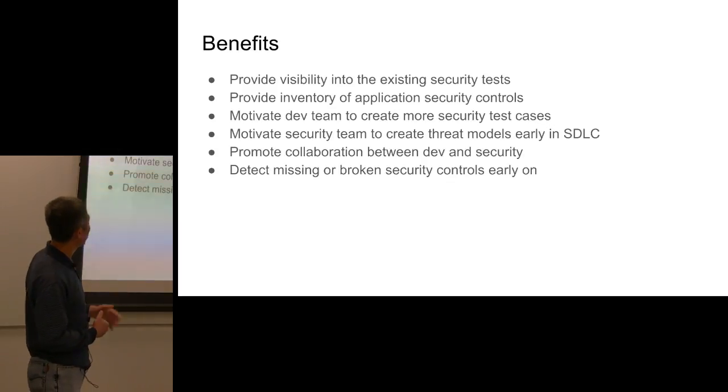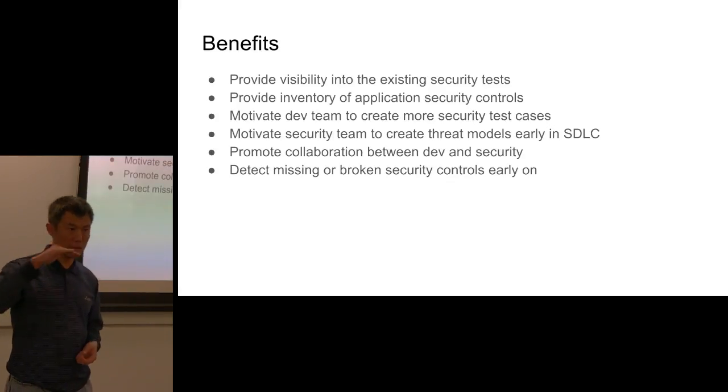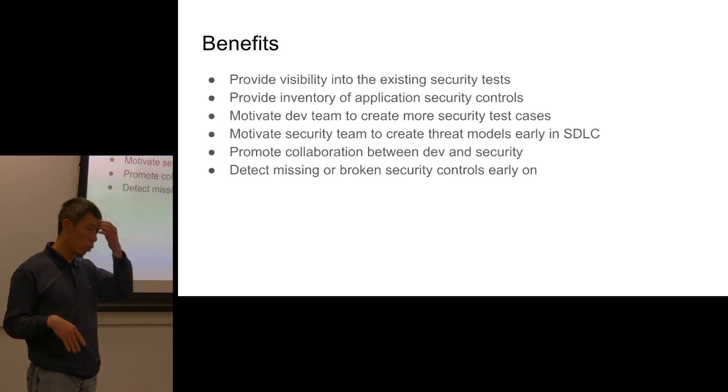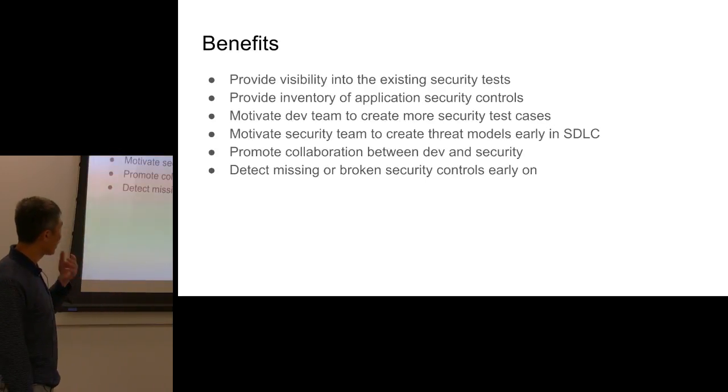So this is the first point, to provide visibility into the existing security tests. Also, we can provide an inventory of the application security controls. Basically, each test case can link you to the corresponding security controls, and it can also motivate the dev team to create more security test cases because of the visibility. Also, it can hold the security team accountable. It's very visible how many threats the security team created for an application.